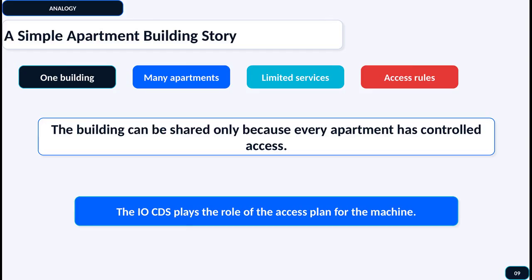The IOCDS is the access plan that keeps the shared environment orderly and safe.